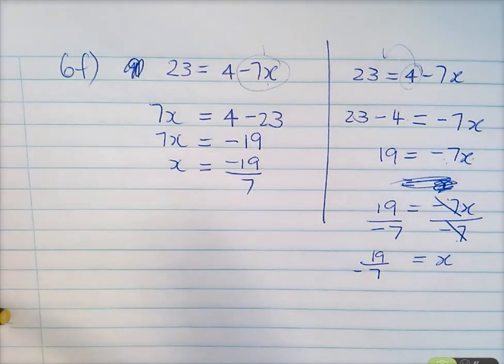Just tell me the opposite of times. That's all you've got to do. It's divide. Instead of timesing by that -7, I divide by that -7. I don't divide by something else.